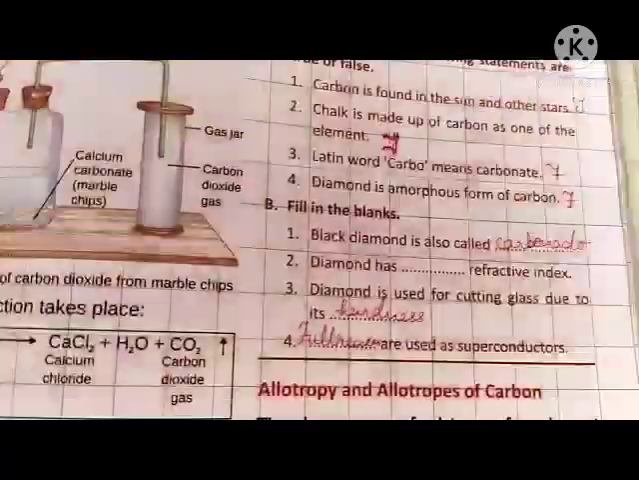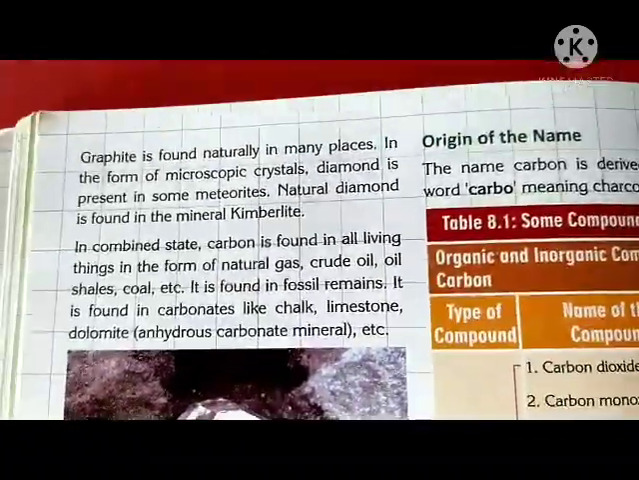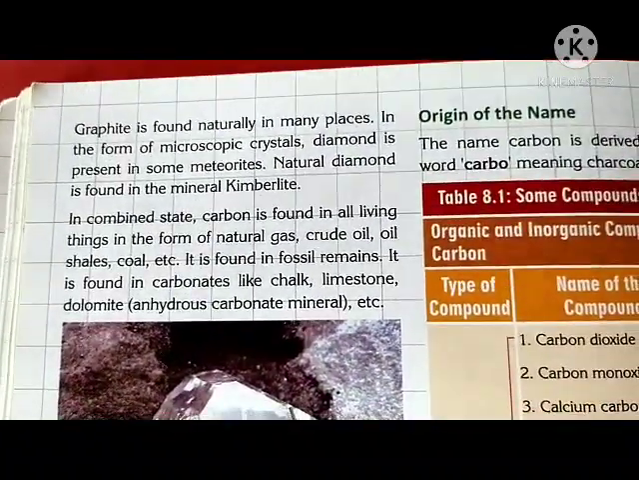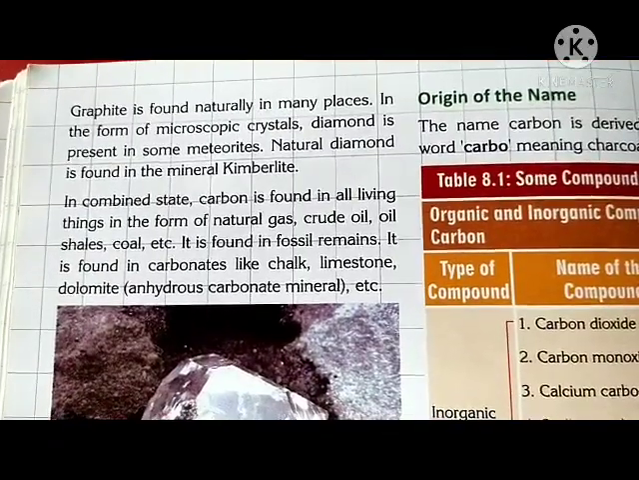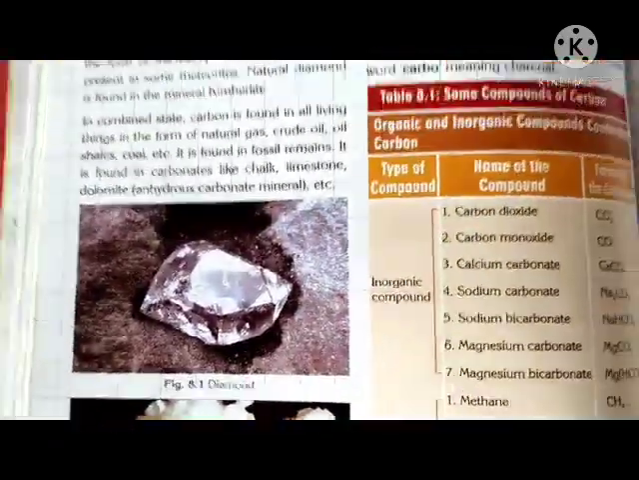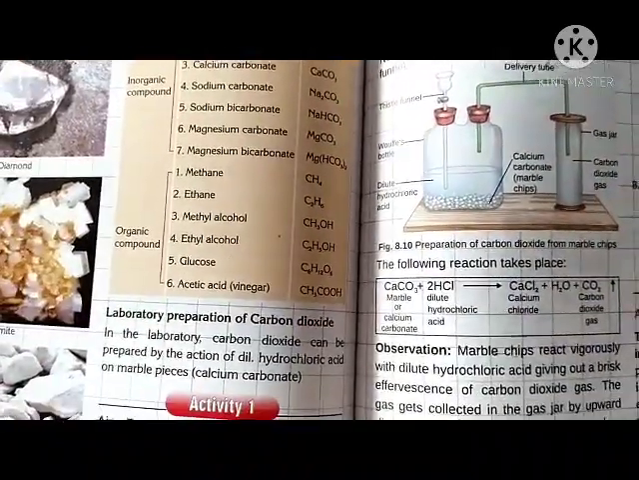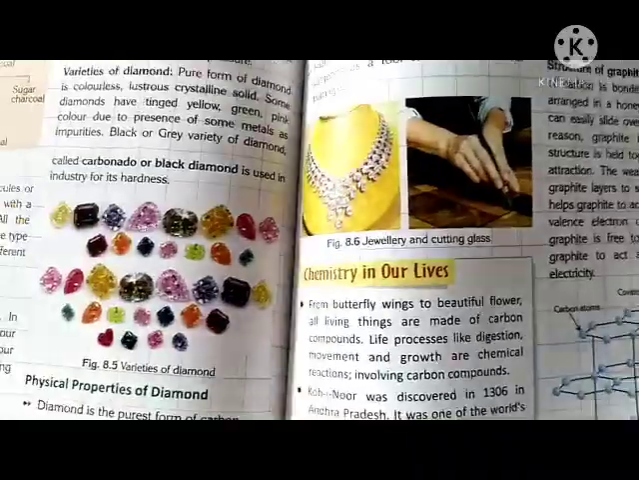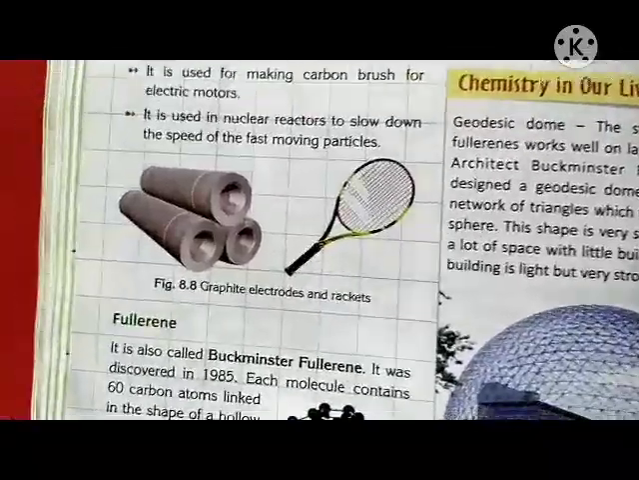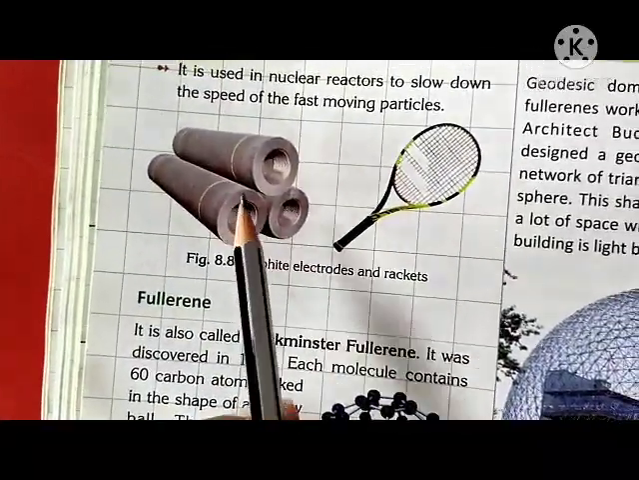After that, graphite. Here you can see graphite is found naturally in many places in the form of microscopic crystal. This is the structure of graphite. I can show you, students. See, here you can see graphite rods.